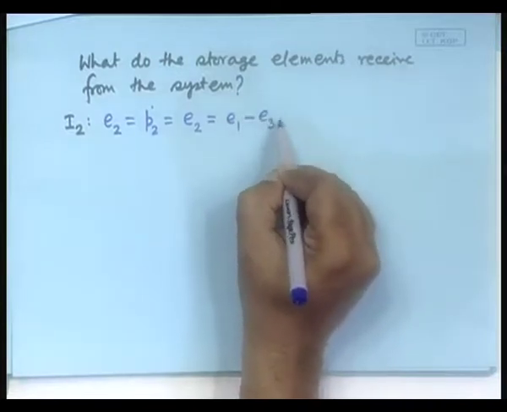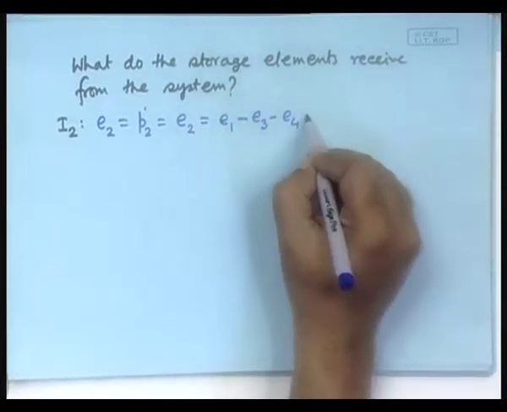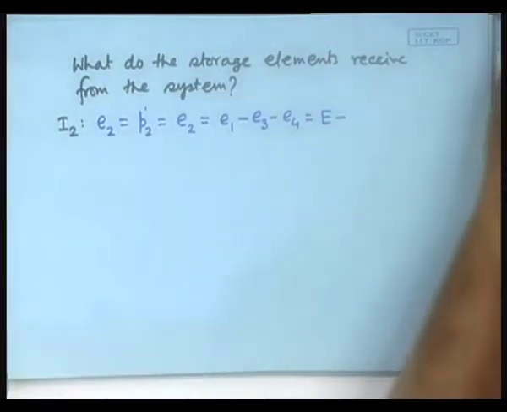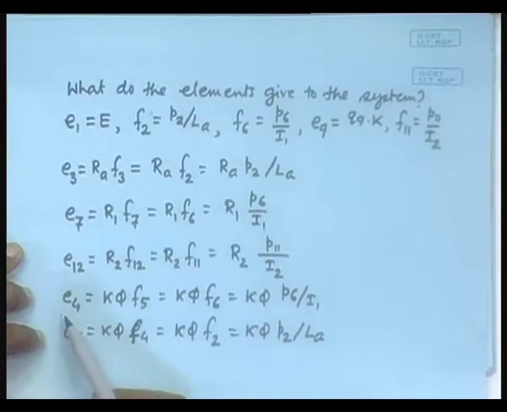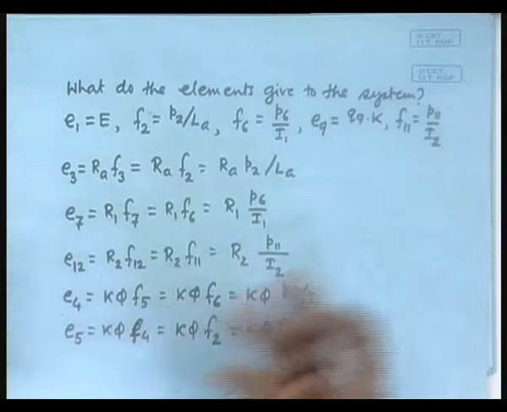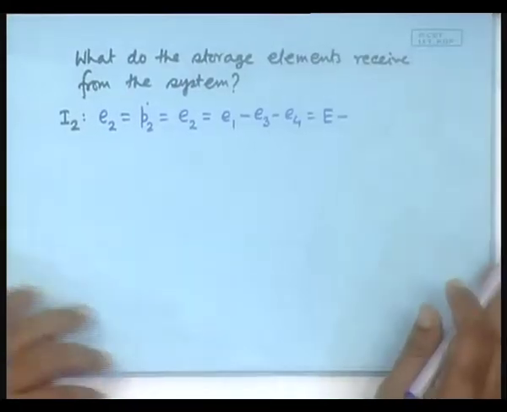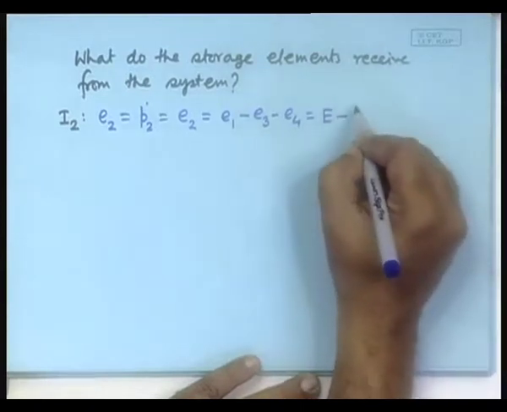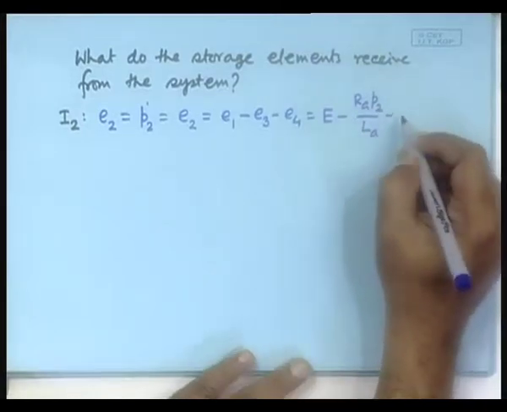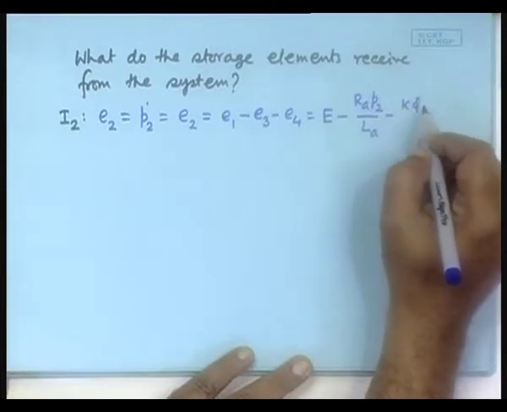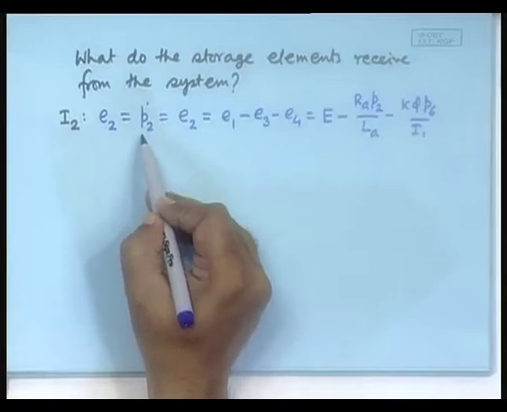E1 minus E3 minus E4. E1 is known, equal to E, minus E3, which is known, and E4 is known. All these are known, substitute. So, you get P2 dot equals E minus RA P2 by LA minus K phi P6 by I1. So, that is one differential equation with the dotted term on the left hand side and undotted terms on the right hand side.